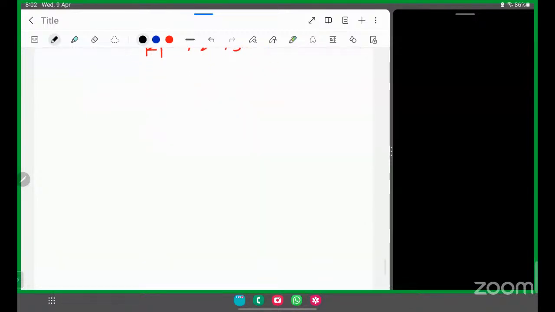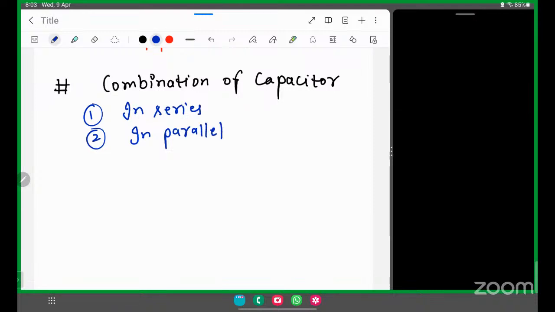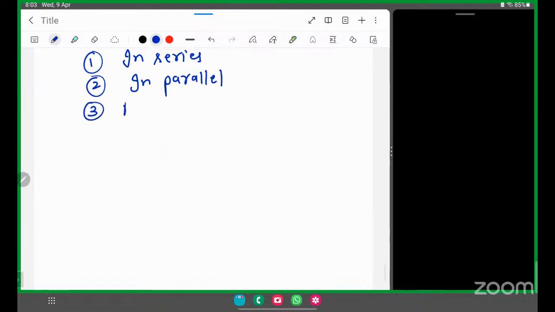Okay. So next point we have how to combine the capacitors. This is known as combination of capacitors. There are three possibilities. First one, maybe the capacitors are in series. Second, maybe in parallel combination. And third one is mixed combination, that is series and parallel both.